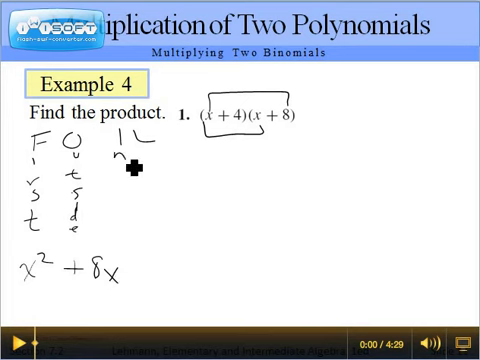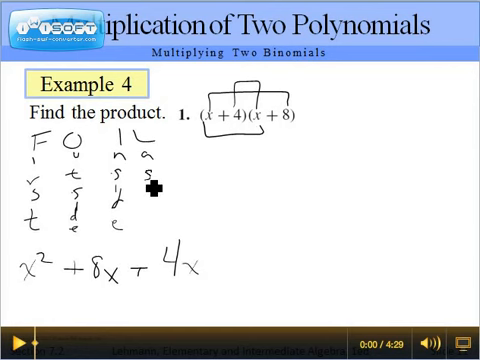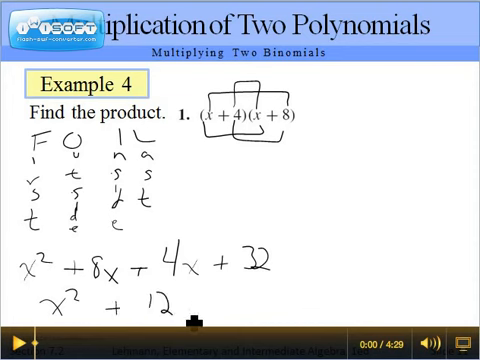The I represents inside, so I would take 4 times x and get 4x. And the L represents last, so I would take 4 times 8 and get 32. So when I combine like terms, I get x squared plus 12x plus 32. So this is multiplying two binomials, or using FOIL.